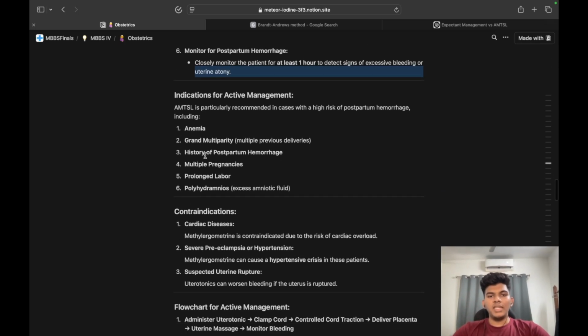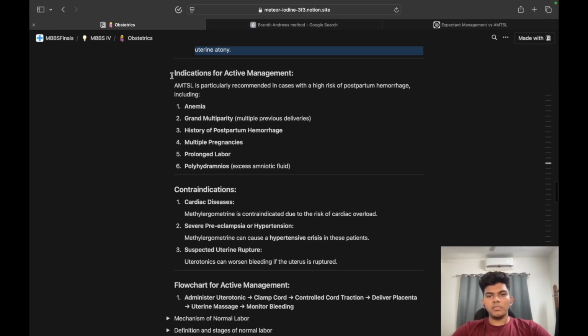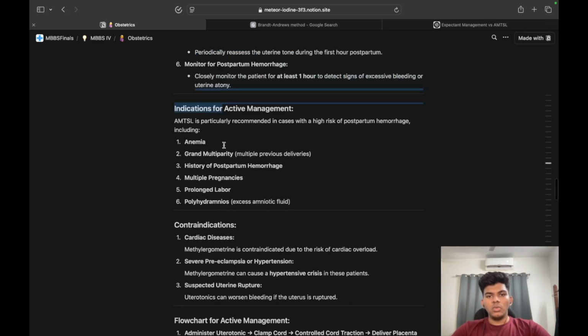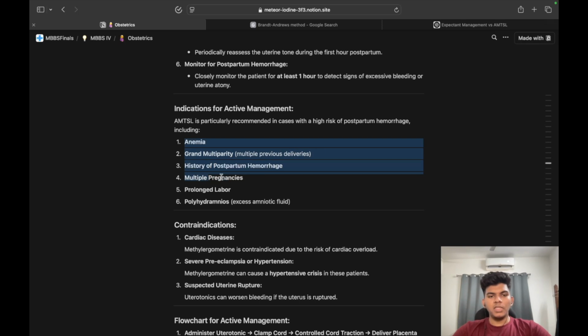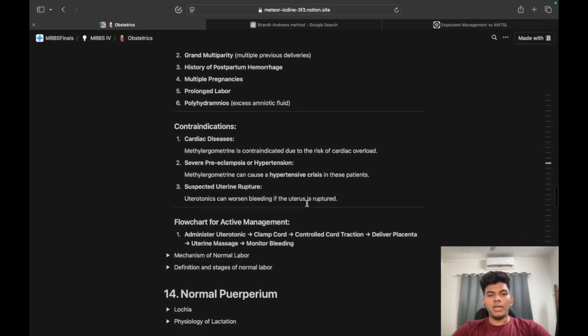Coming to indications of AMTSL. So where there is high risk of PPH. So in the case with high risk of PPH, including anemia, grand multiparity, history of postpartum hemorrhage, multiple pregnancies, prolonged labor, polyhydramnios.